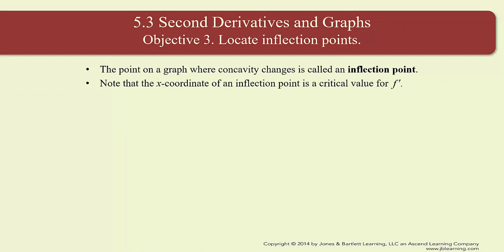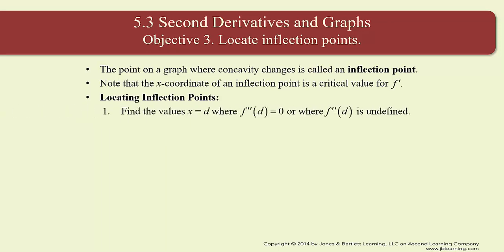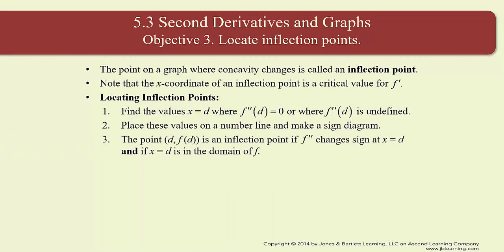Very quickly, I'd feel bad if I didn't mention this: the x-coordinate of an inflection point is a critical value for f prime. But let's look at how we locate inflection points. The last example really illustrated exactly how. We're going to find values, say x equals d, where the second derivative is 0 or where the second derivative is undefined. Then we put those values on a number line and make a sign diagram. And if we see concavity changes, we have an inflection point.